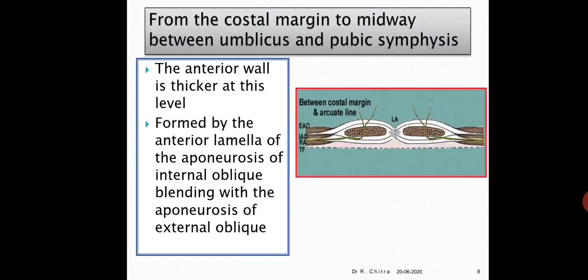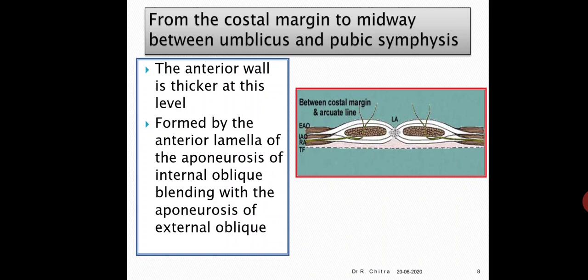From the costal margin to the midway between umbilicus and pubic symphysis, this is the level where the internal oblique aponeurosis splits. So if you see anterior wall and posterior wall in this diagram, this splitting of the internal oblique aponeurosis is present in the anterior wall and posterior wall, apart from the external oblique muscle in the anterior wall and the transversus abdominis muscle in the posterior wall.